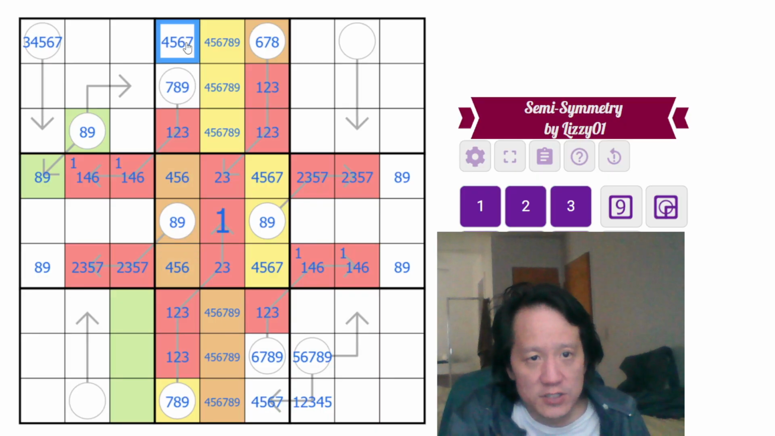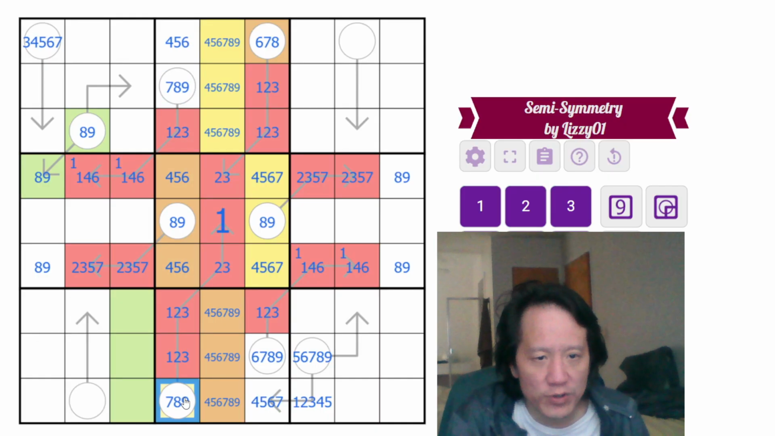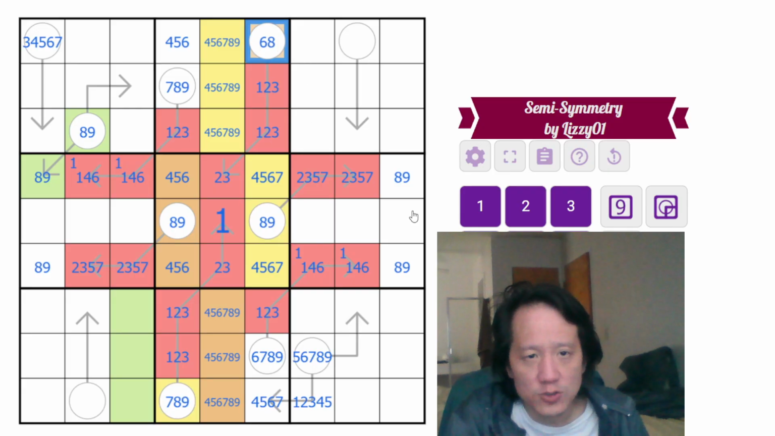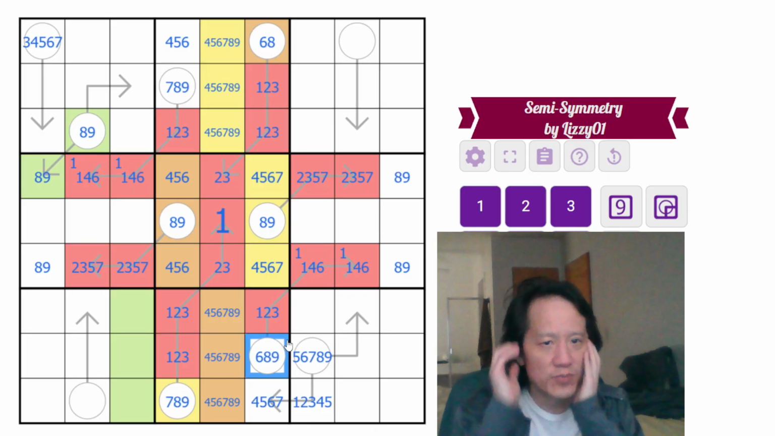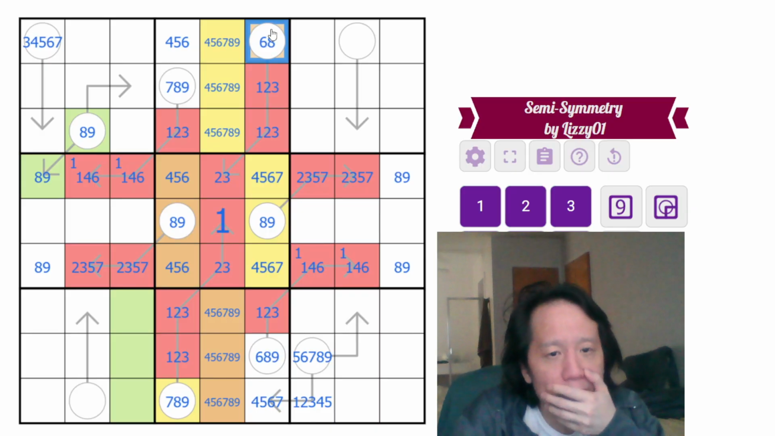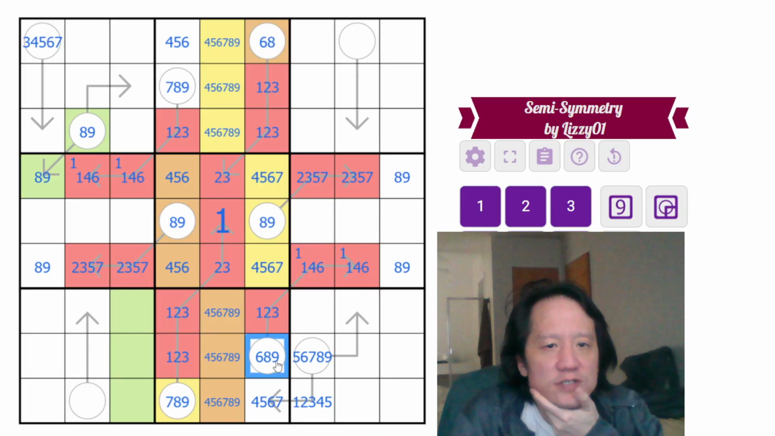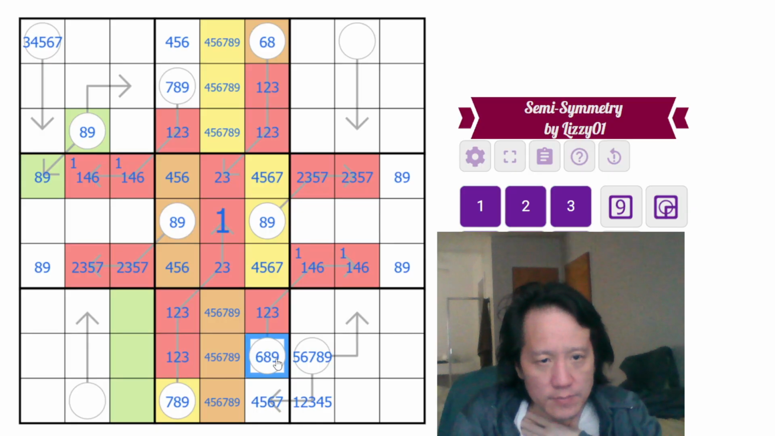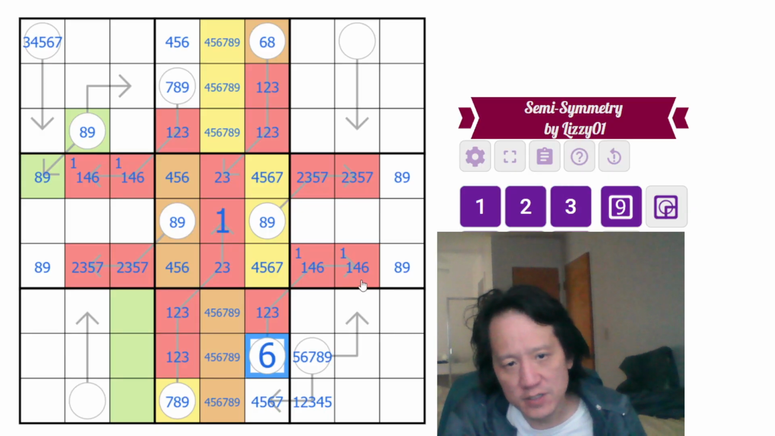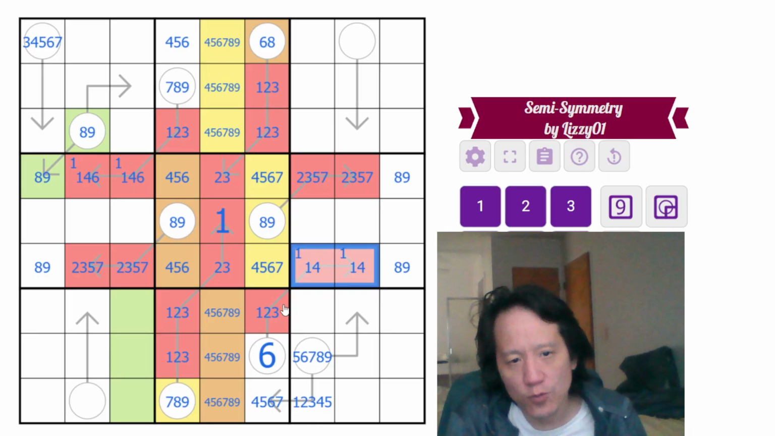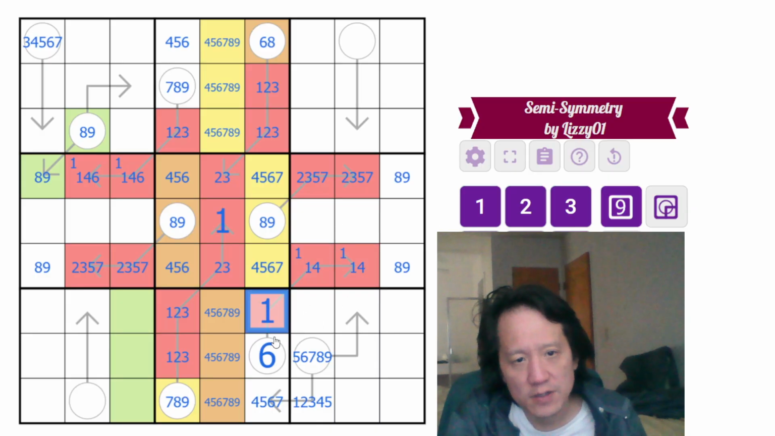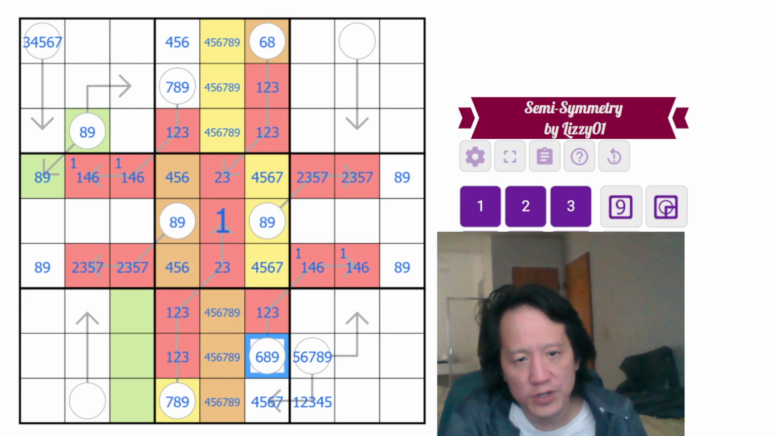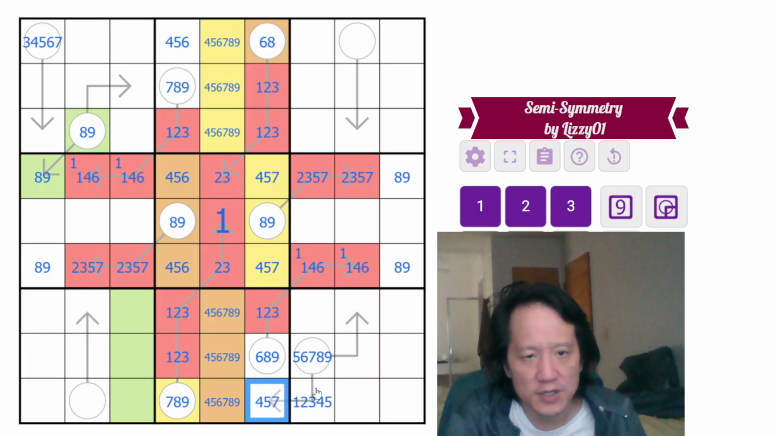which means these can't be 7, so we have a 4, 5, 7, 8, 9 triplet here. Therefore, this has to be 6, 8, and 9, so this cannot be 7, this can't be 7. So either this is 6, or this is 6. Now let's try this being 6. If this is 6, then this becomes 1 and 4. This has to be 1. So the 4 cannot be here. Also, we know these two can't be 6 because it has to be a 6, 8, and 9 triplet here. This can't be 6.